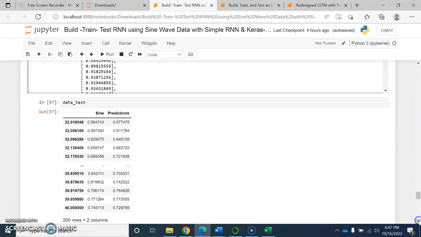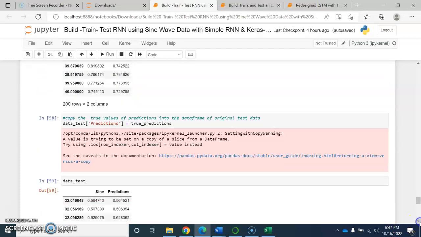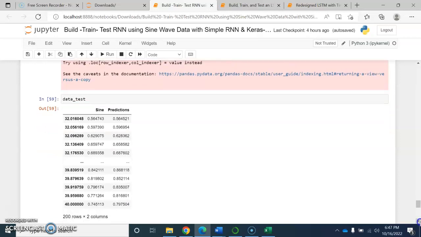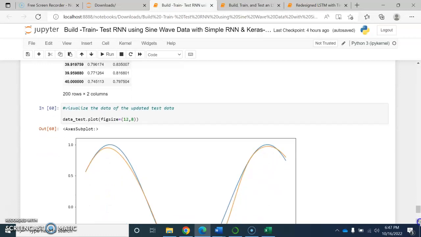And then here it shows the signed value and also the prediction value. And in the data tests, we also look at the signed value and the predictions, and then we visualize the data on the updated test data set.